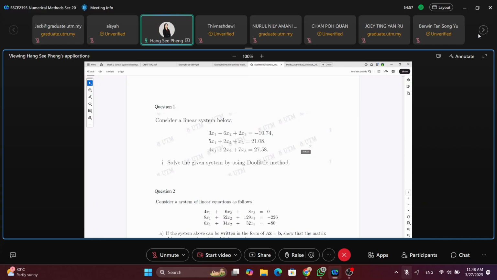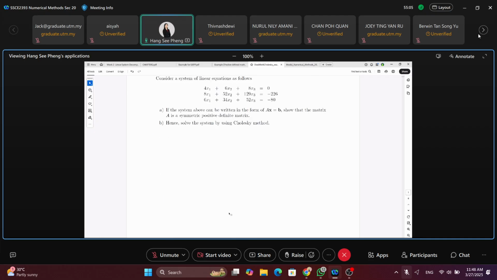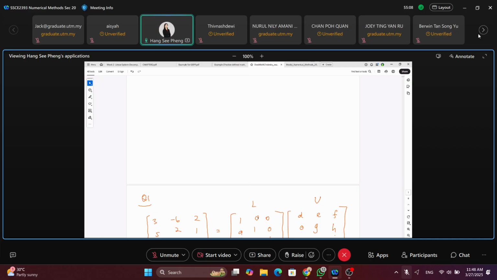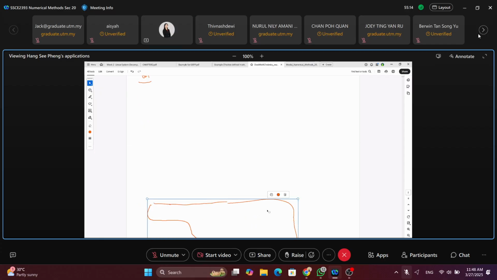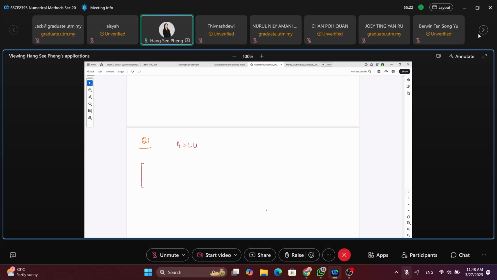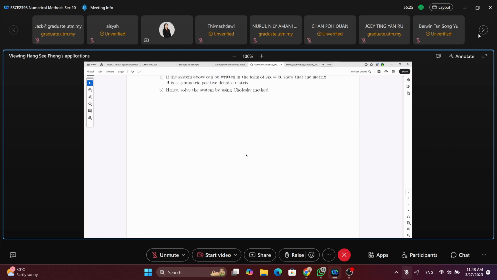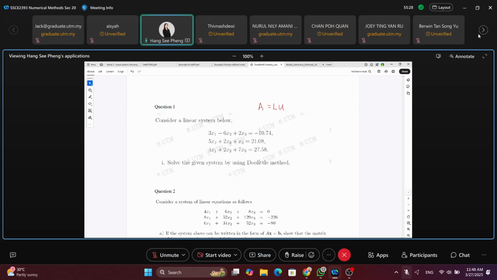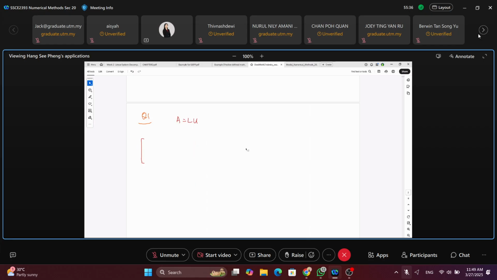Okay, look at it. We know that we are going to extract the matrix A, and then write it into the form of LU. Now look at the solutions. Oops, I have the solution here. I forgot to erase it. Maybe showing you step by step is better. So we extract matrix A and let it equal to LU. What is the matrix A here? This matrix A is 3, 5, 4, -6, 2, 2, 2, 1, 7.